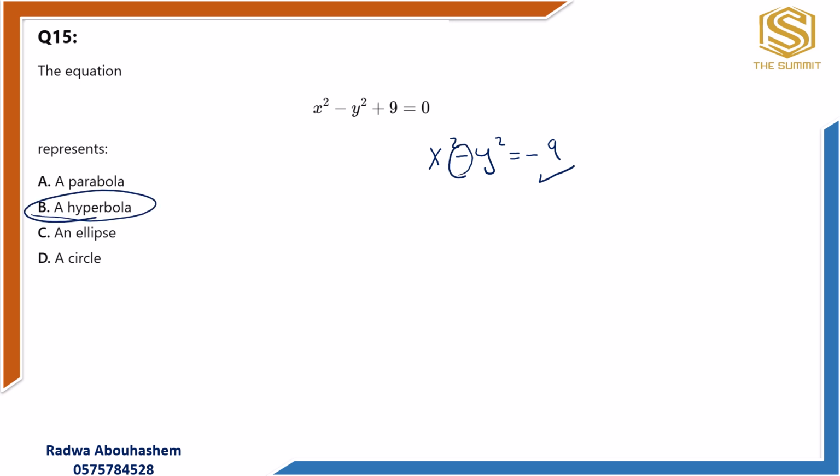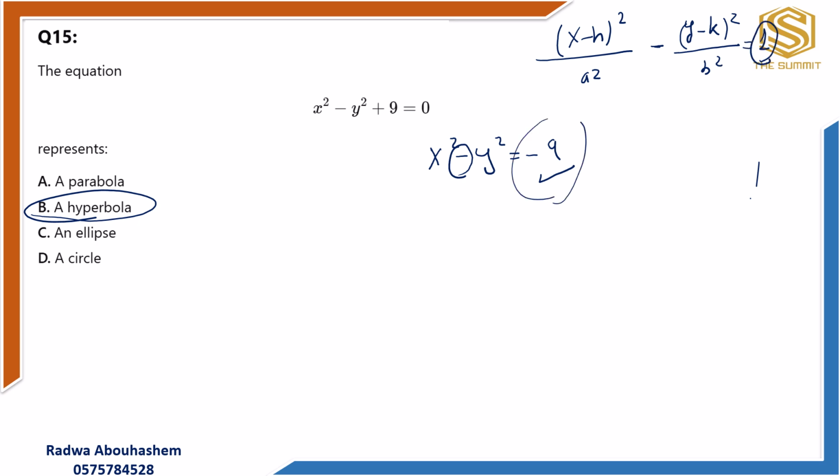Let me remind you of the equation of the hyperbola, it was like this. Now you have a constant here. Yes, it matches there, the constant. There is no h, there is no k, and we could consider a power 2 and b power 2 to be 1, so this matches the hyperbola.